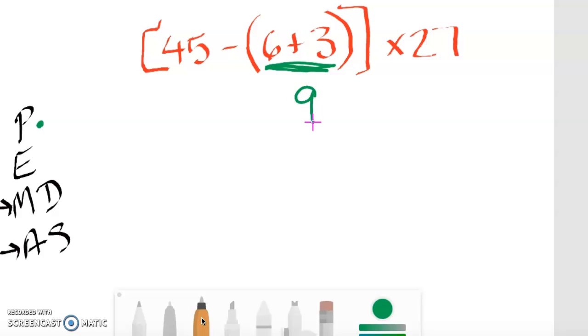6 plus 3 is 9. Now I'm going to cross out the parentheses and the 6 plus 3 because I've done all of that. I've solved that. So now it's just 9. I don't have to put parentheses around the 9. So once I've done that, now I'm going to bring down everything else that I have. Do it in a different color.